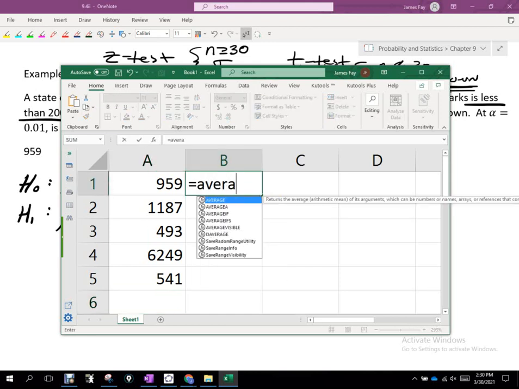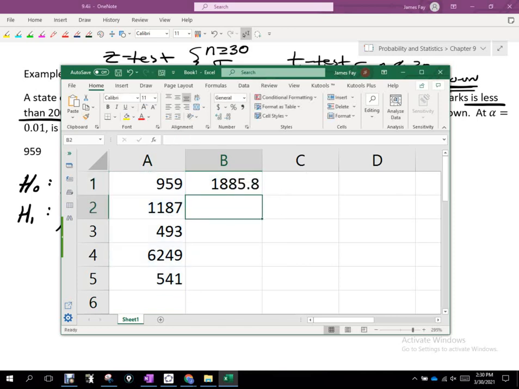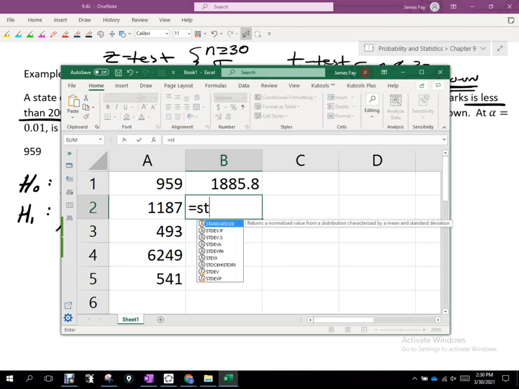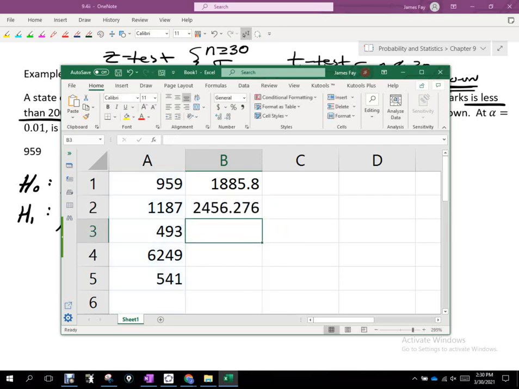So we'll take the average. That's going to be our sample mean, so 1885. And then I'm going to do the standard deviation. Now, is this the standard deviation of the population or the sample? Sample. So there's the standard deviation of my sample.